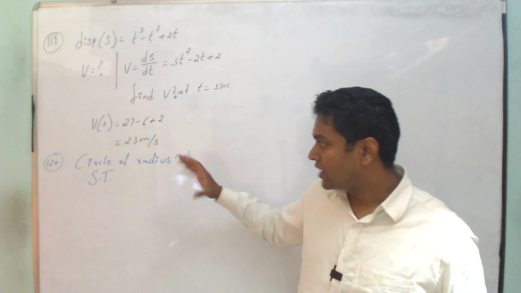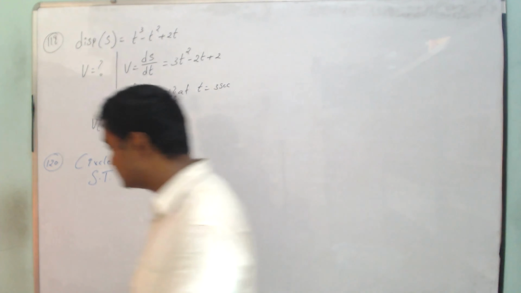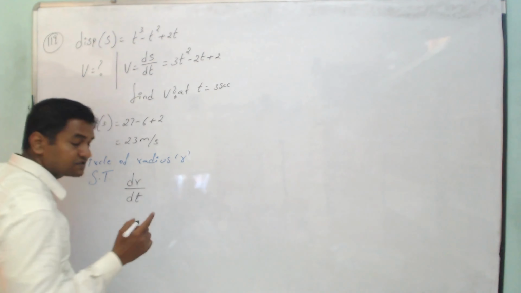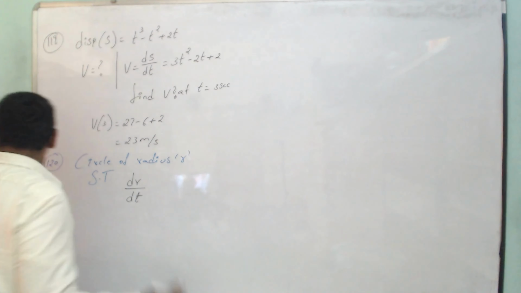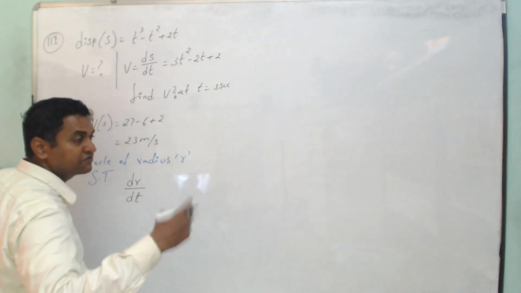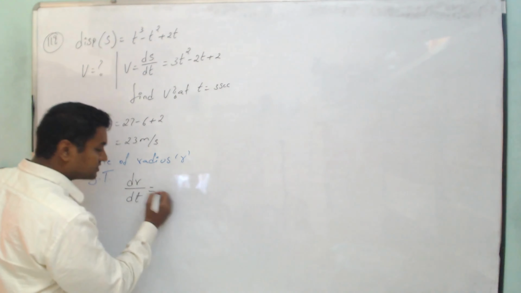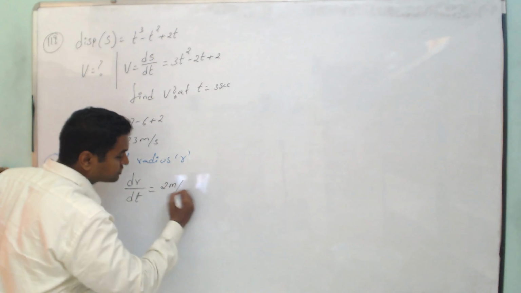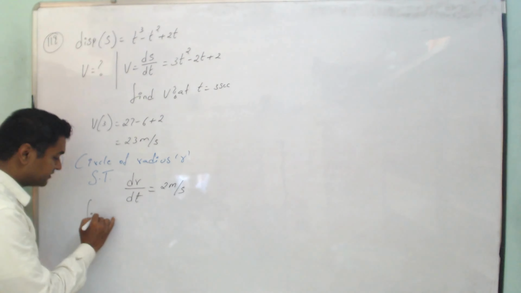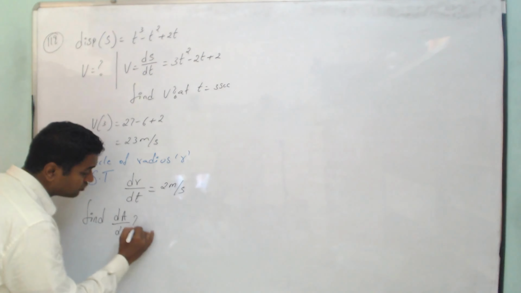So I have a circle of radius r, such that the condition given is the rate of change of radius. This is how we'll specify it in English: rate at which the radius is changing, which is mathematically nothing but dr by dt. The rate at which the radius is changing is, let us say, 2 meters per second. This is the condition that is given. Then he will ask, find the rate at which the area is changing, the rate of change of area.